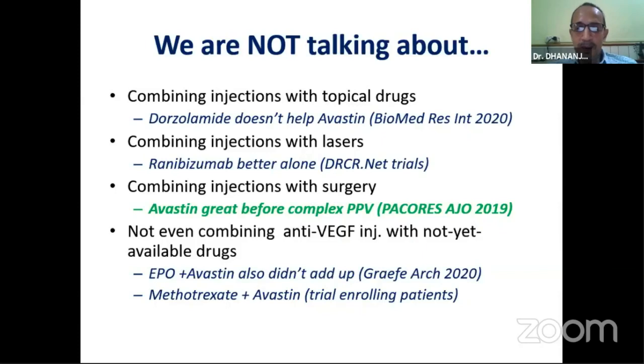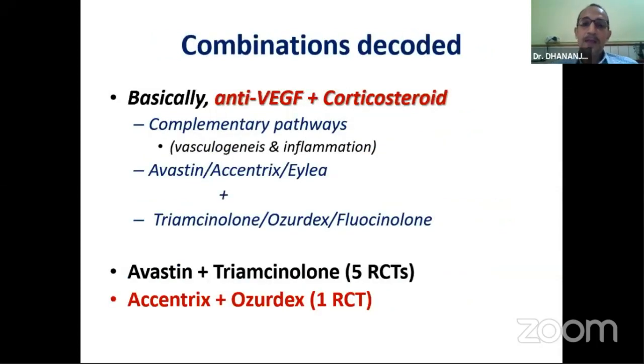And we are not even combining two anti-VEGFs, or with methotrexate. Again, these things do not have any confirmatory knowledge as of yet. So what are we talking about? We are basically reducing the stock to anti-VEGF and corticosteroid combination because they are complementary pathways.